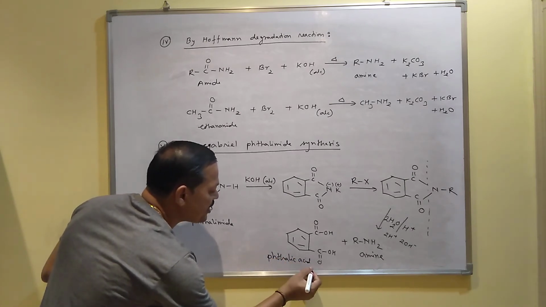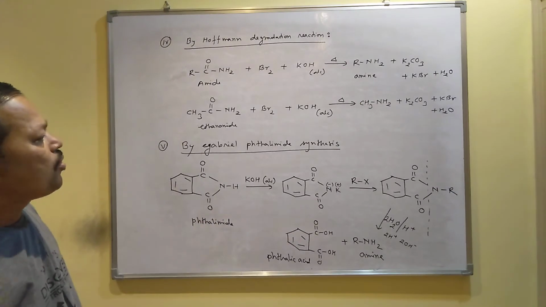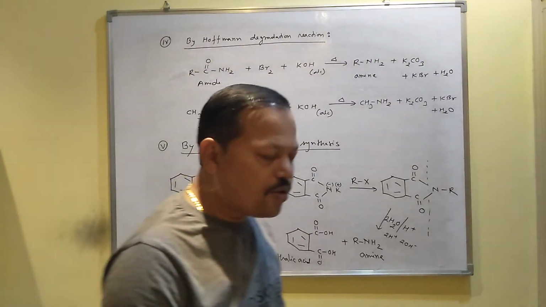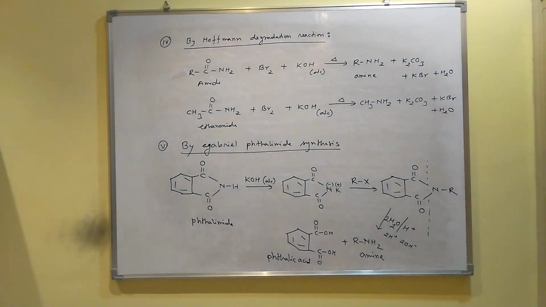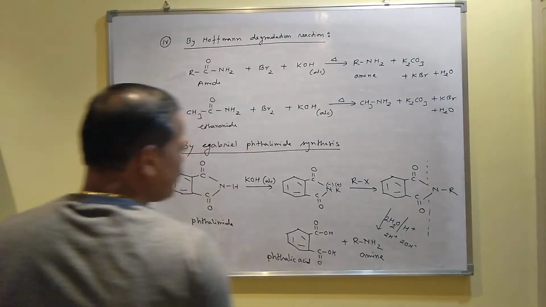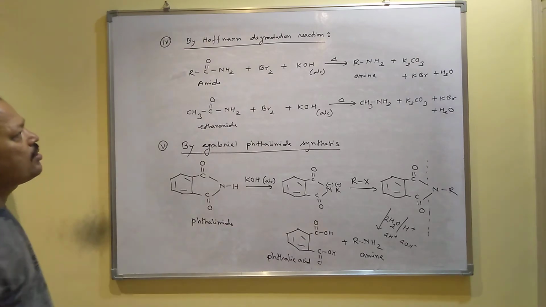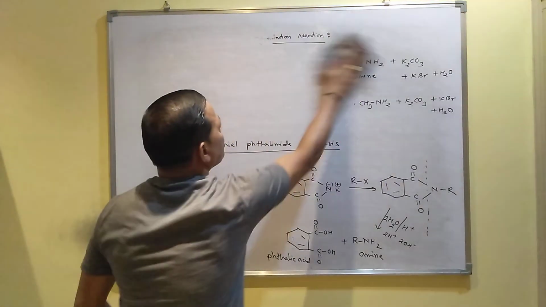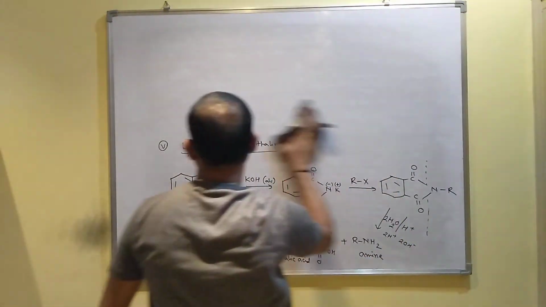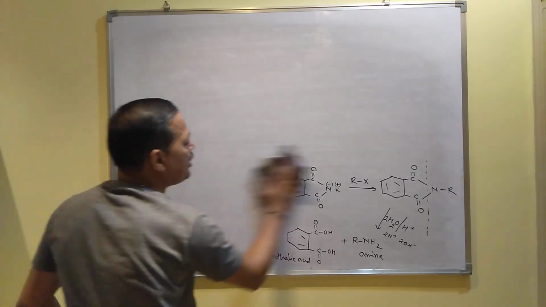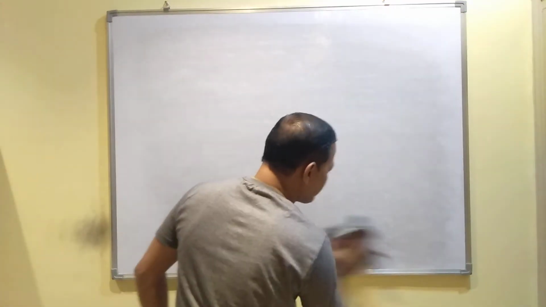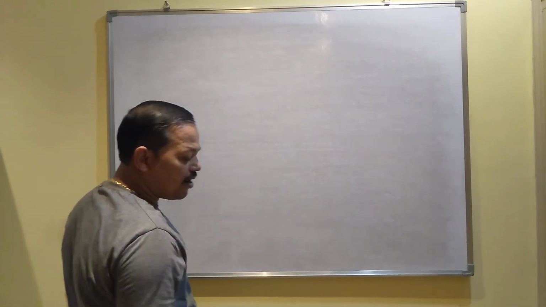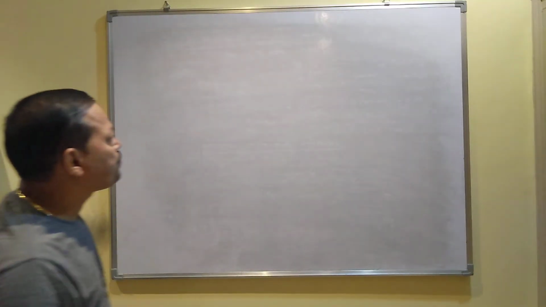As a side product you will get phthalic acid. So this method is called Gabriel phthalimide synthesis because you prepared the amine from phthalimide. That's why the reaction is called phthalimide synthesis reaction, and this reaction is carried out by Gabriel. So these are the methods of preparation for amines. Gabriel phthalimide reaction and Hofmann degradation reaction, these two reactions are very important reactions.